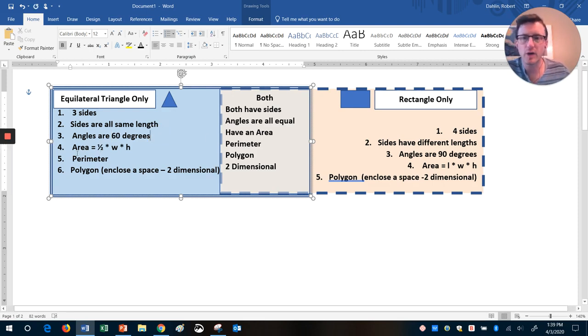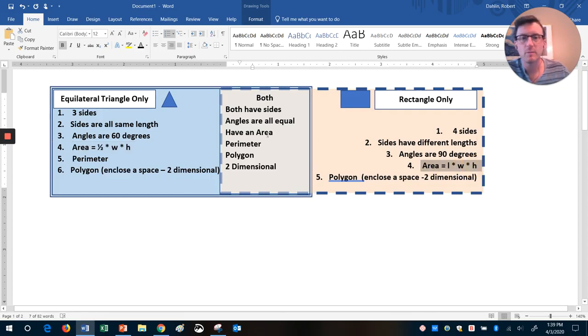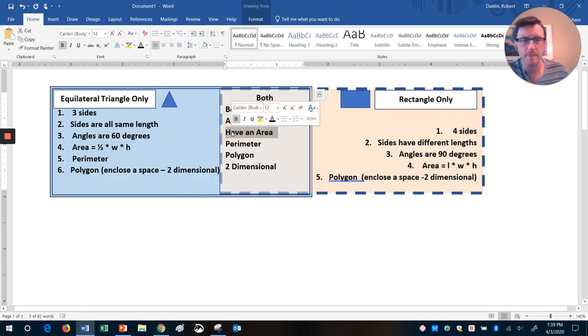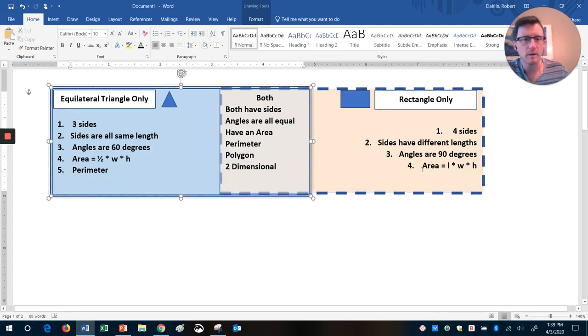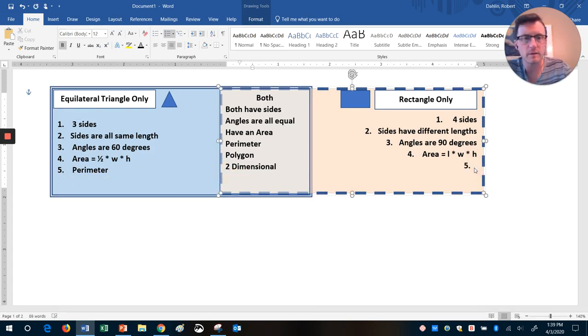Okay. In a triangle, the equation for an area and the equation for area in a rectangle are different, but they both have an area. Okay, they're both considered polygons, so that I'm going to take out of there. Okay, I'm going to put back here, the rectangle has a perimeter.